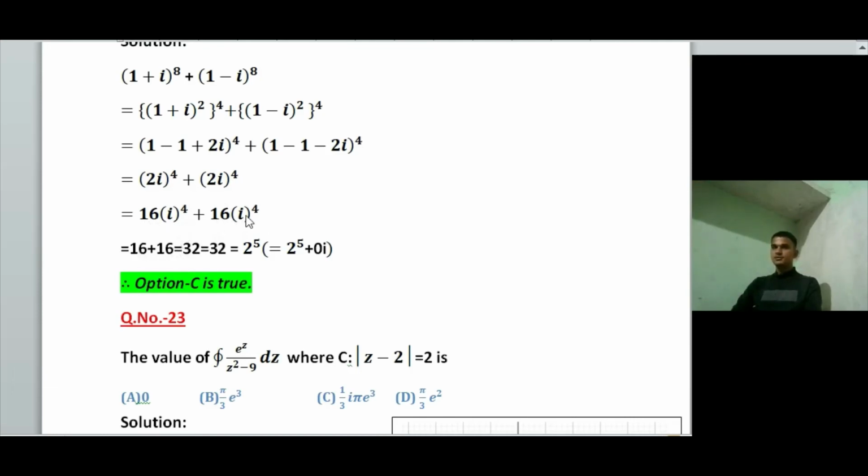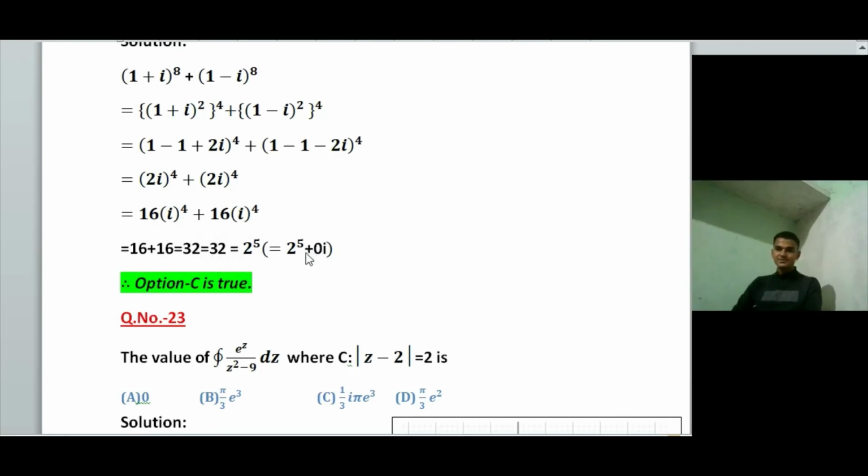This is also 16 into i to the power 4. This is a positive power, so the sign of this is plus. So this is 16 into i to the power 4, which is 1. So 16 plus 16, that is 32. So 32 can be written as 2 to the power 5. Okay. So 32 is a real number.